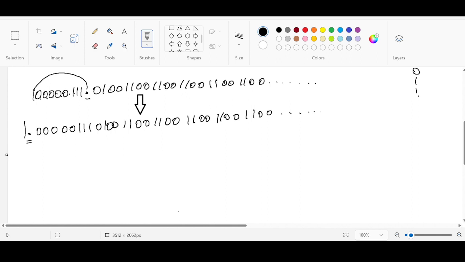Because it has been shifted by 8 positions, I need to multiply it by 2 to the power of 8. Why 2 to the power of 8? Because this is a binary number. The base of the binary number is 2, right? So we have completed the second step. And the third step is the last and final step.